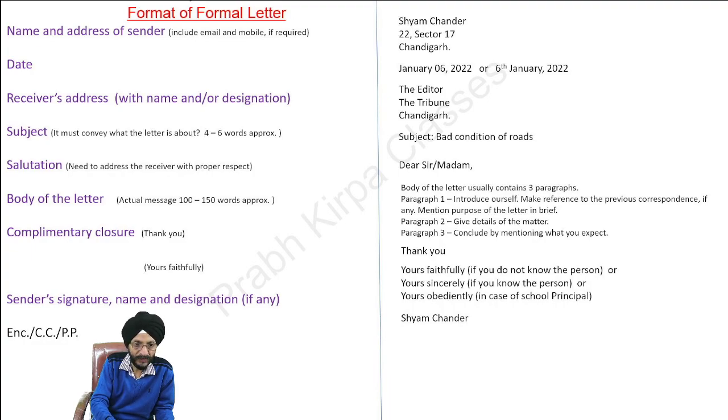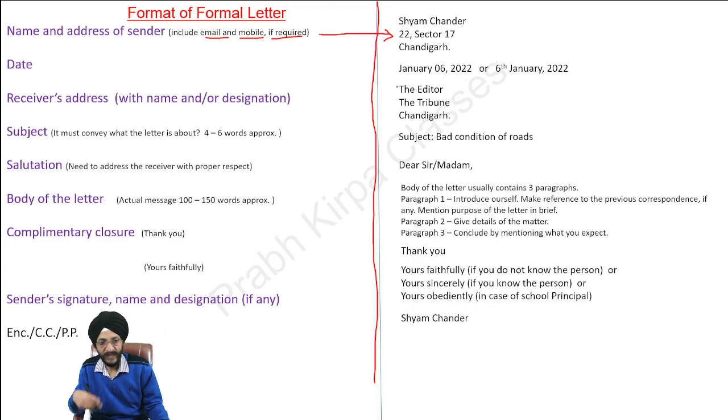As you will see, suppose this is the page and we are starting the formal letter. You will see this is the name and address of the sender. We have not used commas after writing name or this address. Okay, you may also include email and mobile if required.